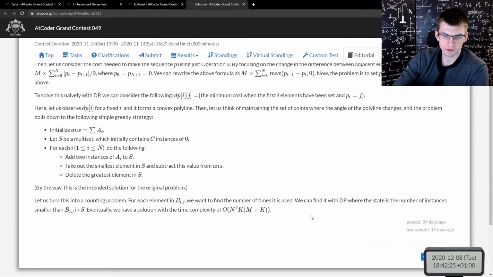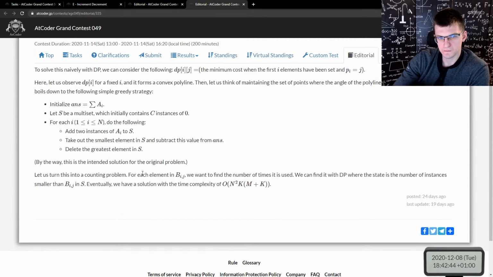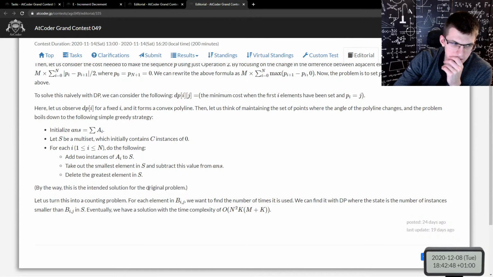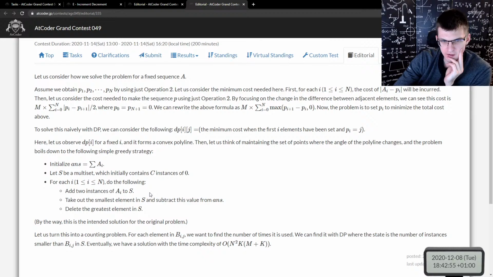I see how to implement it. The implementation is easy if we believe that. And I still claim that this doesn't matter. We don't use it here. We don't use it in this solution. I don't know what's the point. Maybe later I will ask one of my friends who solved the problem.